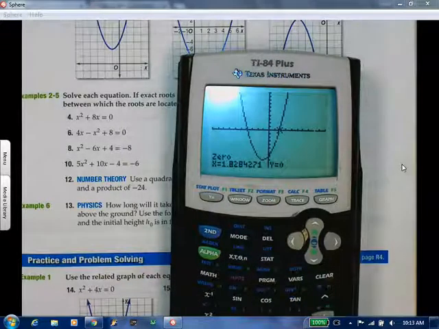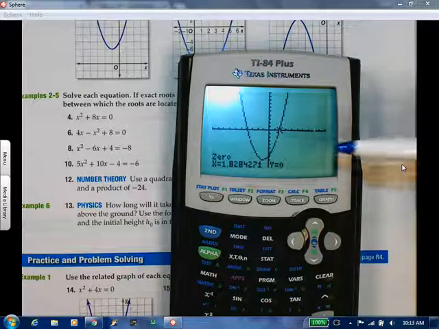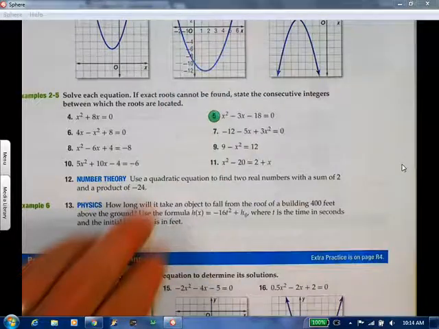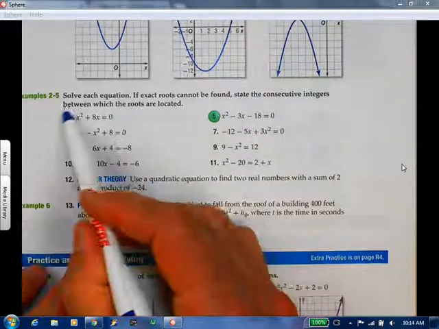Some of them will be exact. You can get them from the table. Some of them are going to be decimals that you have to round. But I always want you to come up with the two answers. Okay? So you don't have to follow this instruction. You can ignore that one right there.